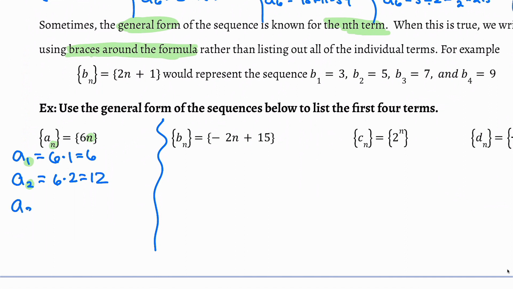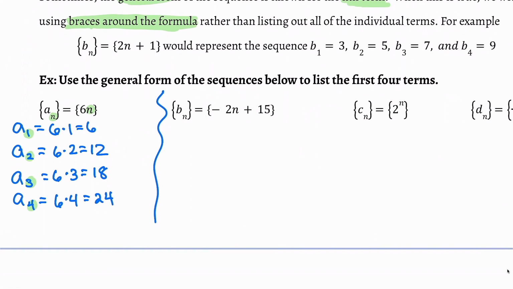For my third term, now my n is 3. Anywhere I see an n, I'm going to replace it with the number 3. That's going to be 6 times 3, which is 18. And then for my fourth term, now my n is 4. Anywhere I see an n, I'm going to replace it with the number 4. That's going to be 6 times 4. The answer is 24.